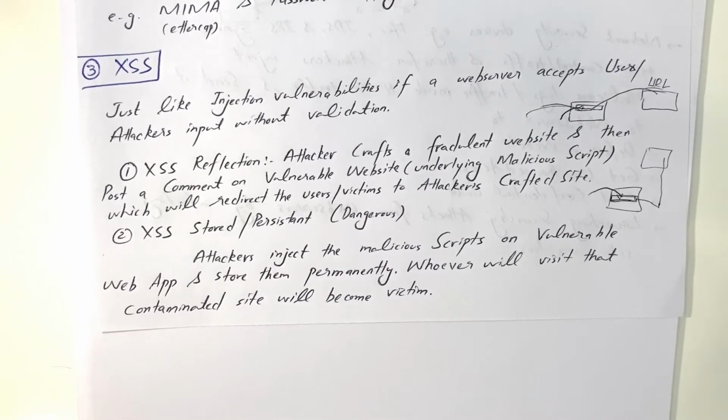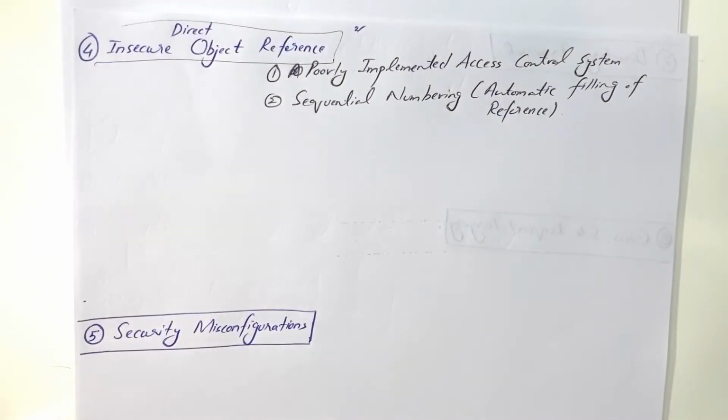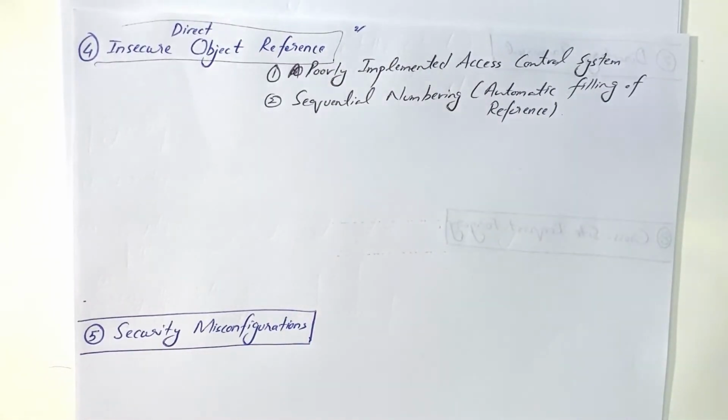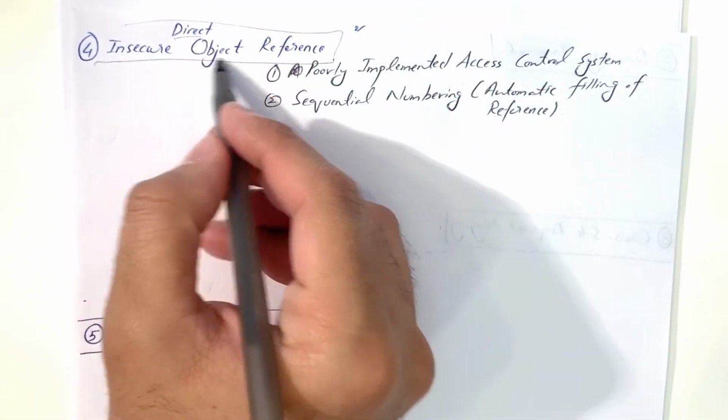on the victim's computer. Okay, the next is the insecure direct object reference. This particular vulnerability occurs only if we have the combination of a poorly implemented access control system, and you are using sequential numbering or automatic filling of the reference. So what does it mean? Let's understand first what is basically a direct object reference.